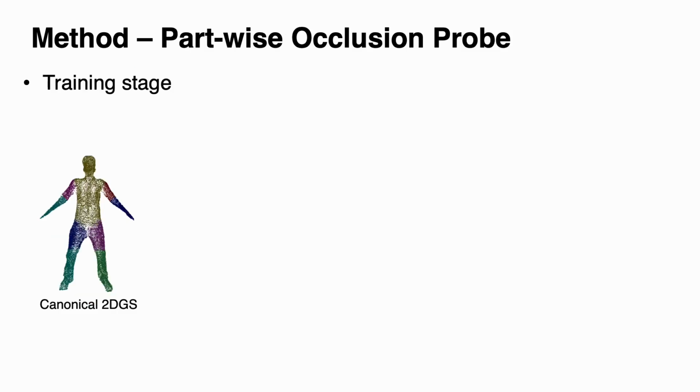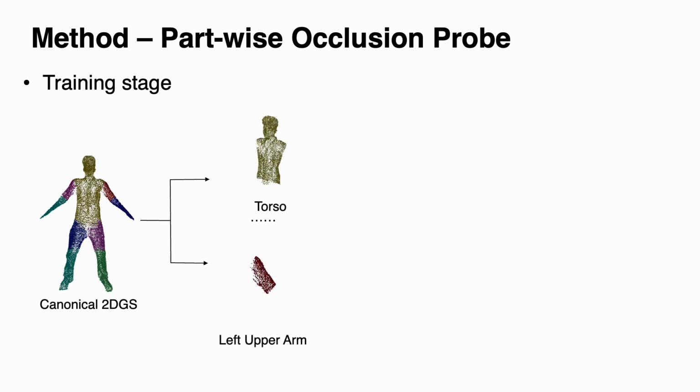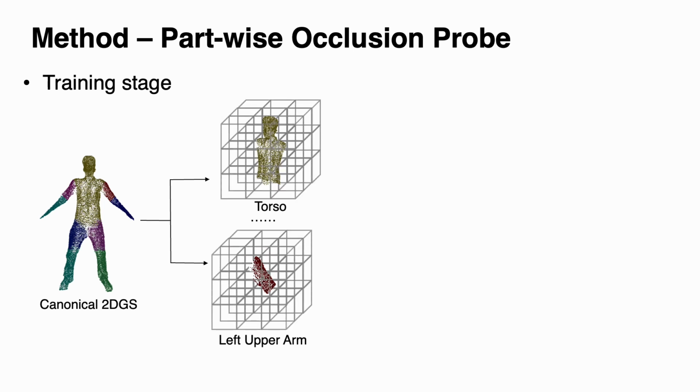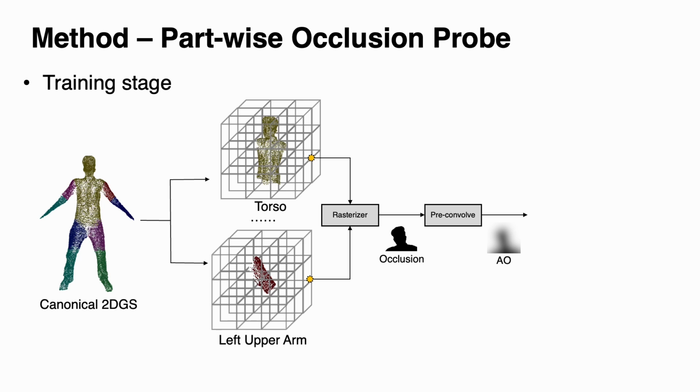We precompute the ambient occlusion in the training stage. We first separate our 2DGS in canonical space into 9 parts based on the skinning weights of each Gaussian primitive. For each part, we uniformly sample 3D grid points around it. For each grid point, we precompute an occlusion probe via rasterizing. We further preconvolve the occlusion probes with the diffuse lobe to obtain the ambient occlusion for all possible directions. Finally, we convolve with spherical harmonics basis and store the resulting spherical harmonics coefficients.